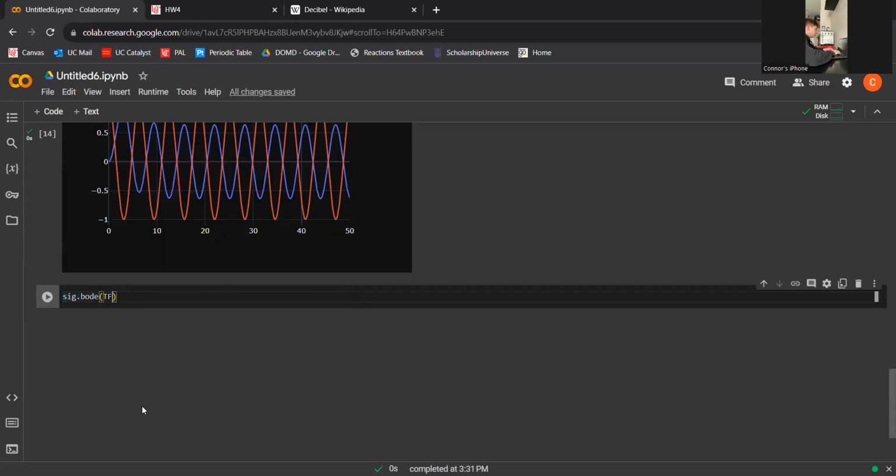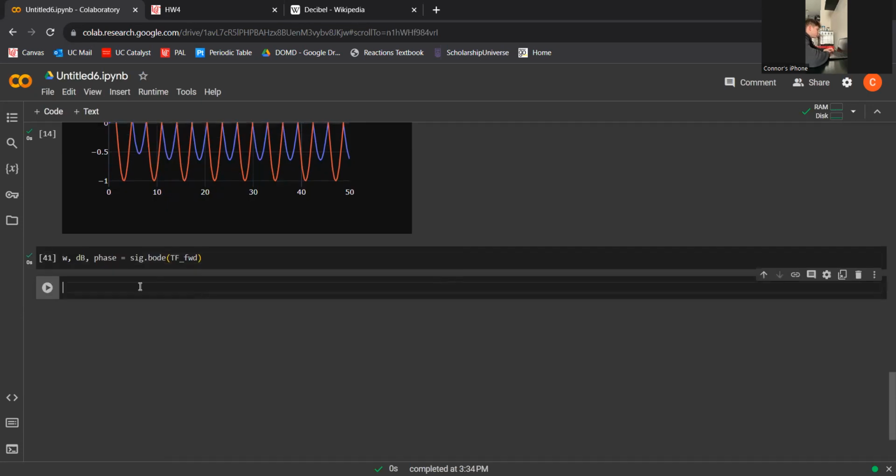So if we input our transfer function from part B, that was our forward transfer function, since we're just considering an open loop system. And then we need to give 3 variables here because we have the 3 arrays that we're outputting. So W for omega for the frequency, dB for the amplitude in decibels, and then phase for the phase lag in degrees. So in order to get the Bode diagram, we need to plot decibels versus frequency, and then the phase versus frequency.